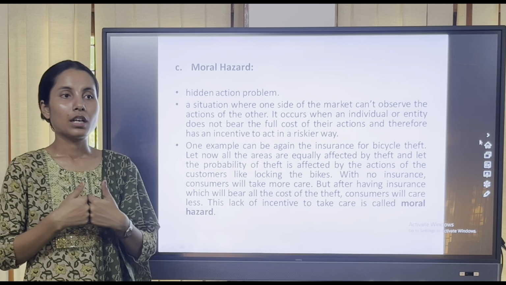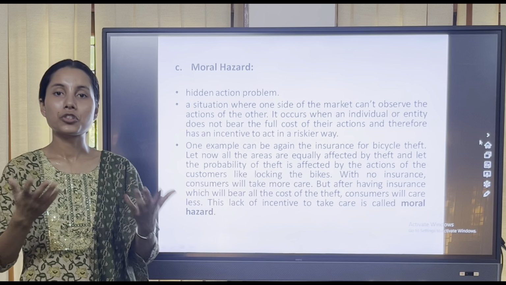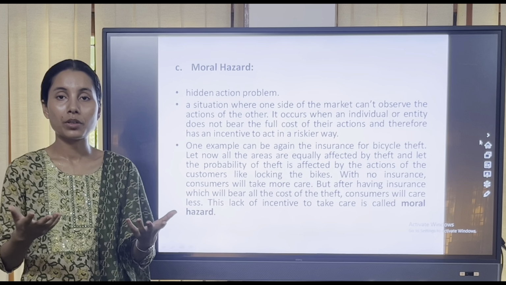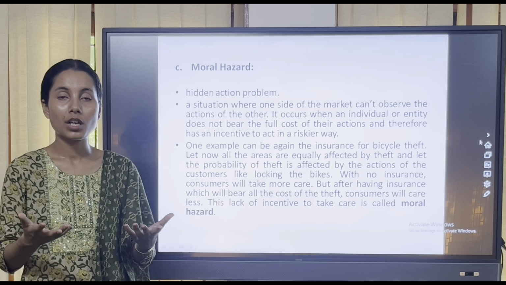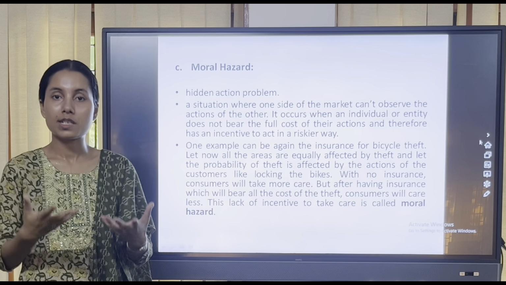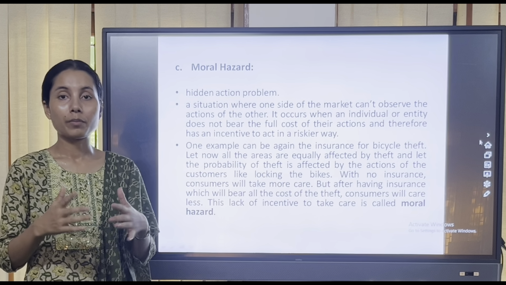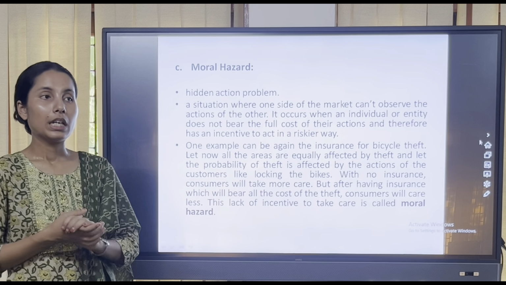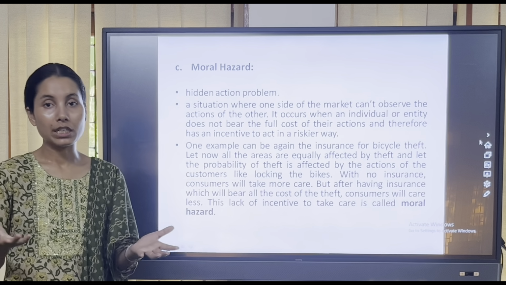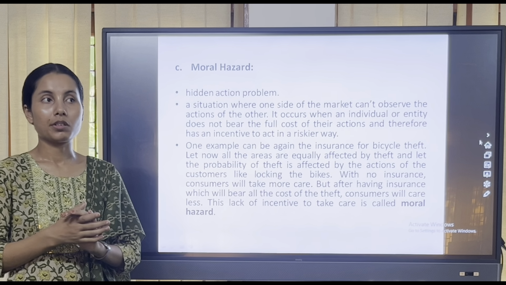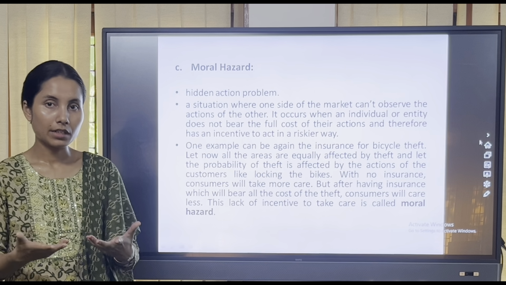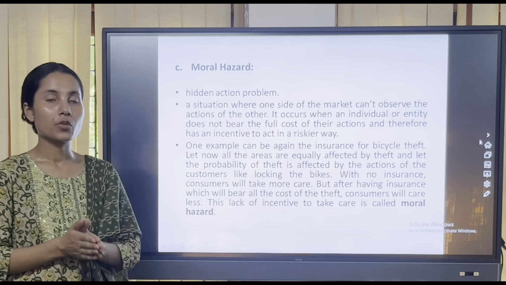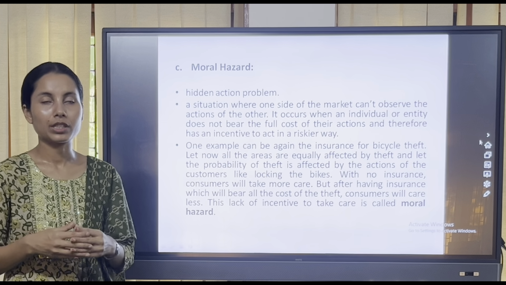Okay. Now, if there is no insurance, then what will happen to my actions? What will happen to my behavior? I will behave more cautiously. I will take care of my bicycle more than before, because I do not have any insurance, and if my bicycle is stolen, then it is me who is going to bear all the cost, right? So I am going to take good care of it.